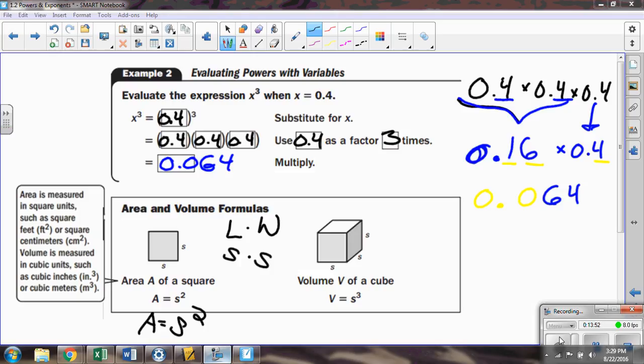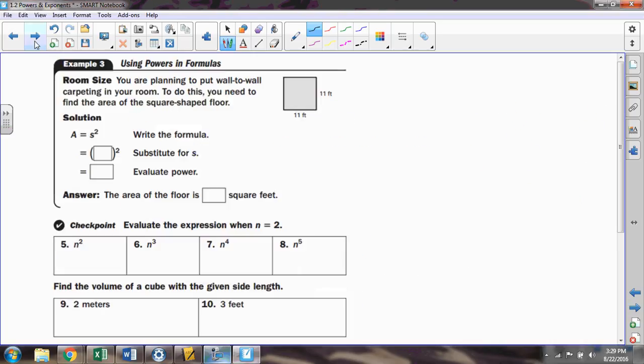Very similarly, we know that the volume of a rectangular prism is length times width times height. And we know that a cube has length, width, and height all the same. And so once again, it's repeatedly multiplying. We get this formula for the volume of a cube: volume equals side length cubed. Area of a square is side length squared. These are 2 formulas we will use for our next examples.